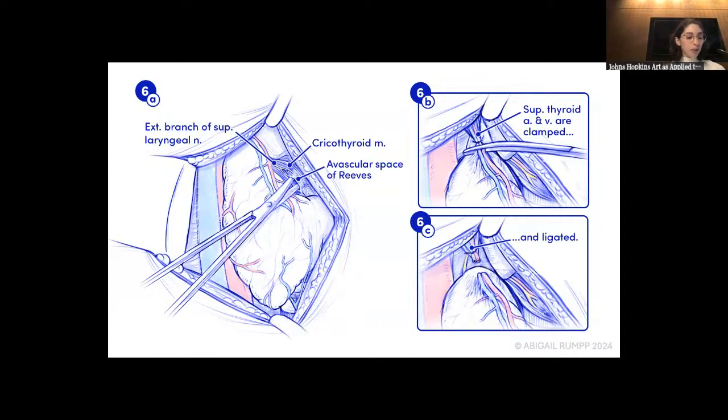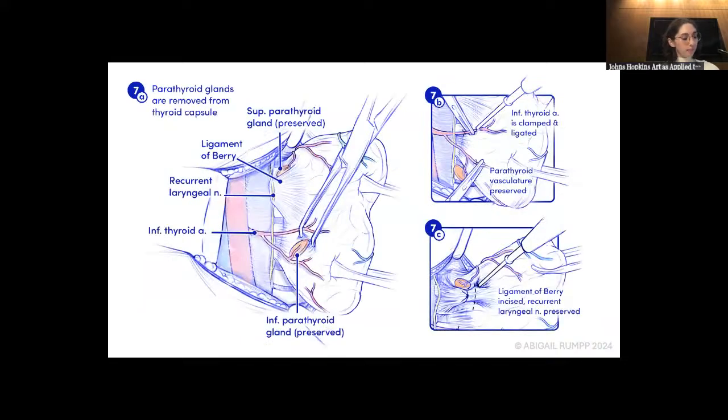The edge of the superior pole is identified in 6B, and the superior pole vessels are ligated with sutures and electrocautery in 6C. The superior pole is now free and mobilized. In 7A, the thyroid gland is pulled laterally to look at the underside of the inferior thyroid.